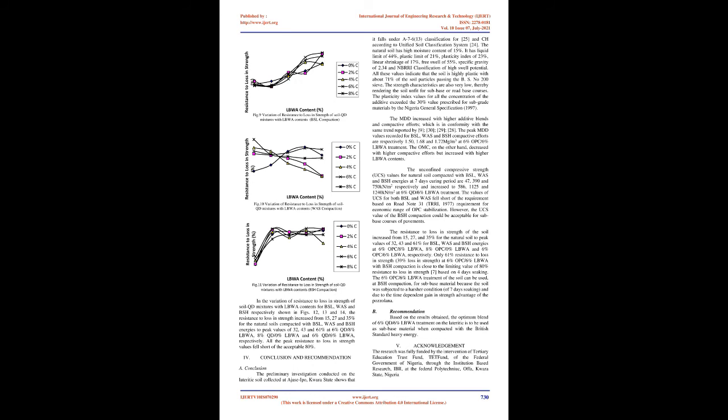The natural soil has a high moisture content of 15%. It has a liquid limit of 44%, plastic limit of 21%, plasticity index of 23%, linear shrinkage of 17%, free swell of 55%, specific gravity of 2.34 and Enbury classification of high swell potential. All these values indicate that the soil is highly plastic, with about 71% of the soil particles passing the BS Number 200 sieve. The strength characteristics are also very low, thereby rendering the soil unfit for sub-base or road-base courses.